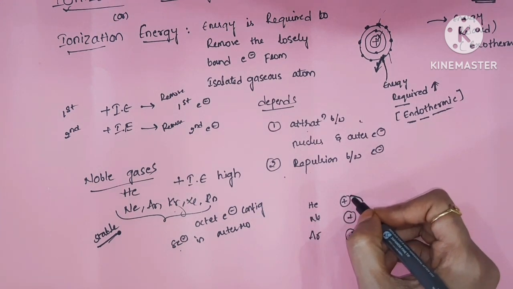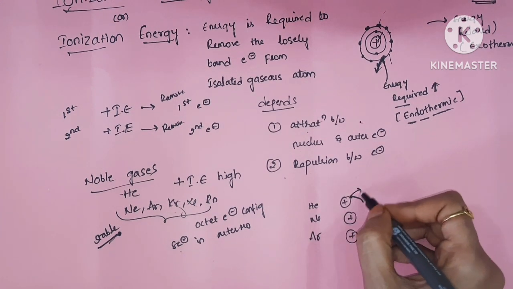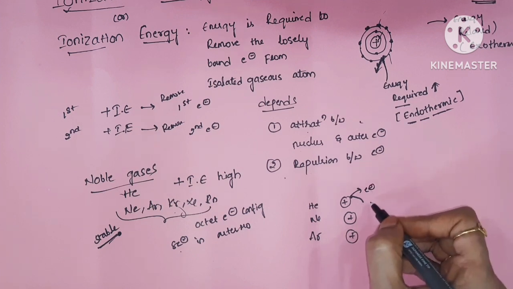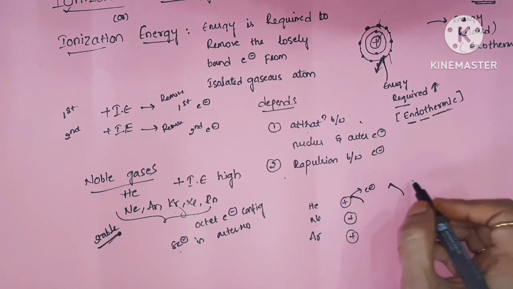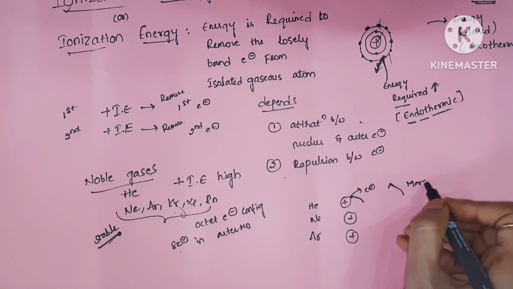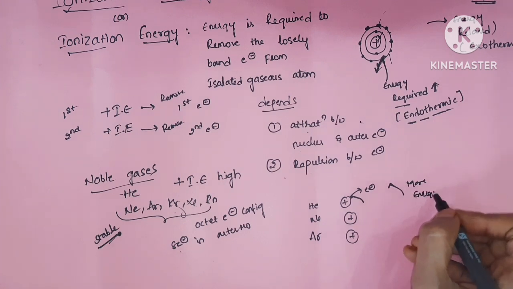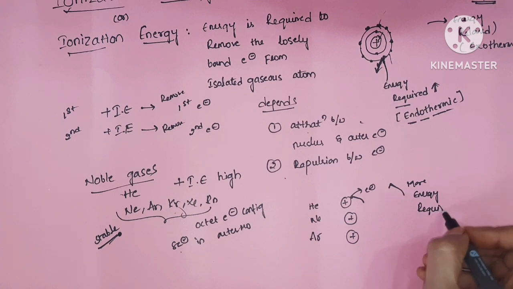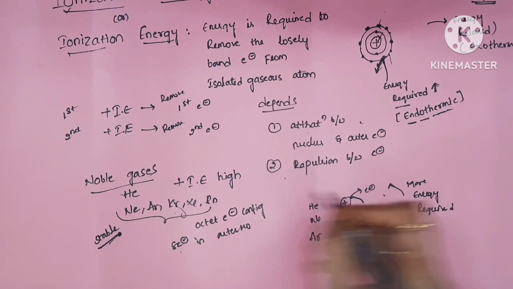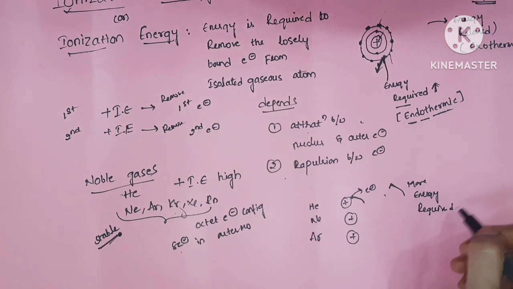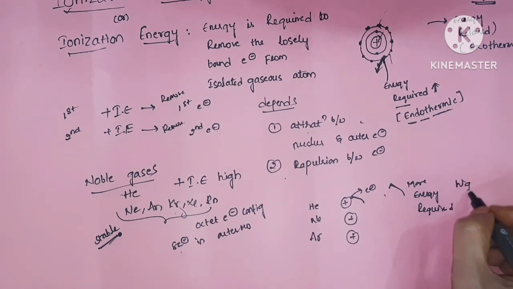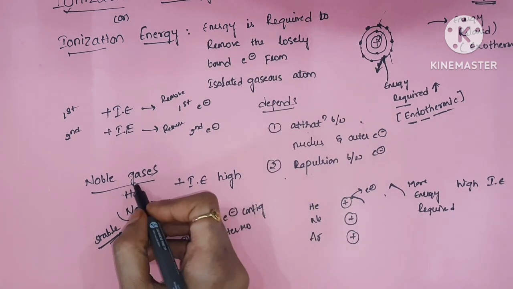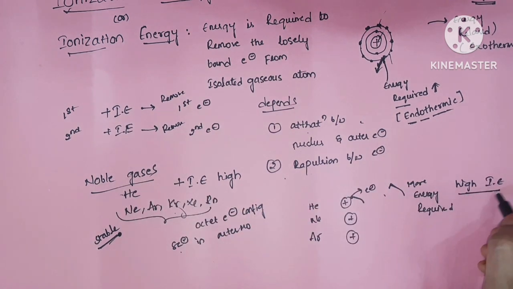We can't remove the electron from it, so more energy is required. That's why more energy is required to remove the electron from the noble gases. So that's why noble gases have high ionization enthalpy.